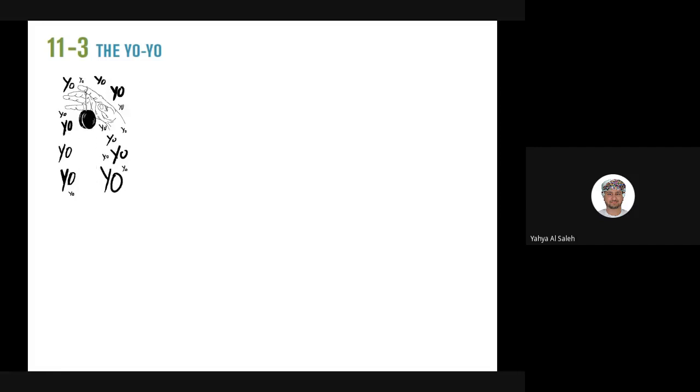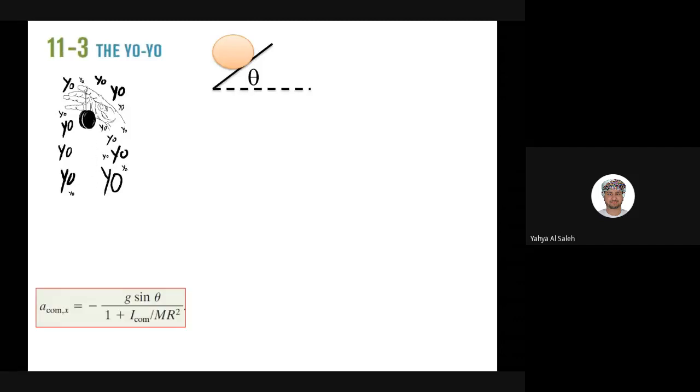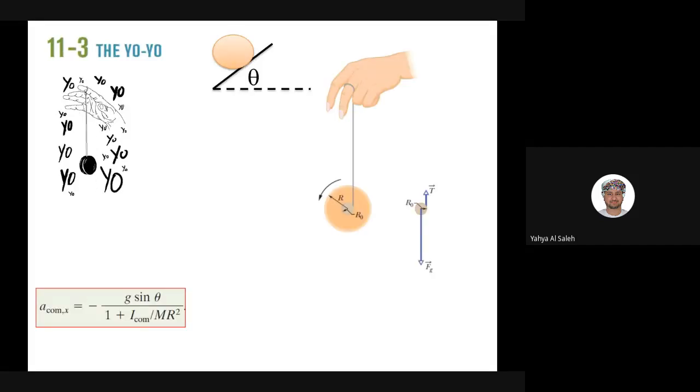Yo-yos. Now that's a game that a lot of us have played. Or at least I'm hoping so. What is the physics of a yo-yo? How does it work? Well, I have my equation from before. I'm just going to keep using it over and over again because I'm too lazy to rederive it. a equals minus g sine theta over 1 plus I over mr squared. I'm too lazy to do otherwise.